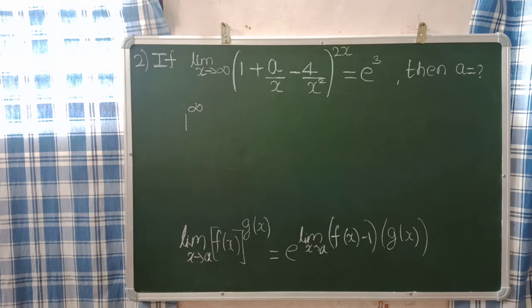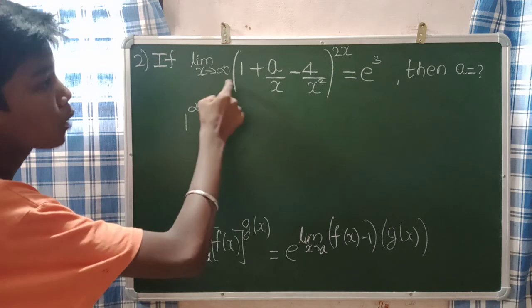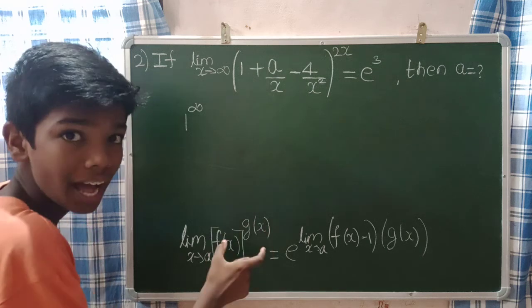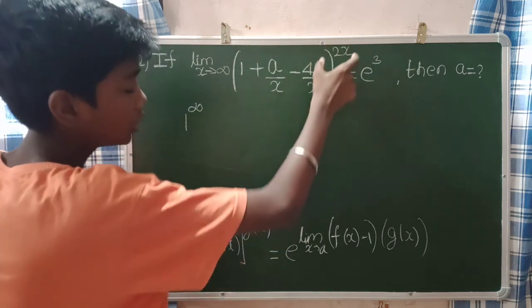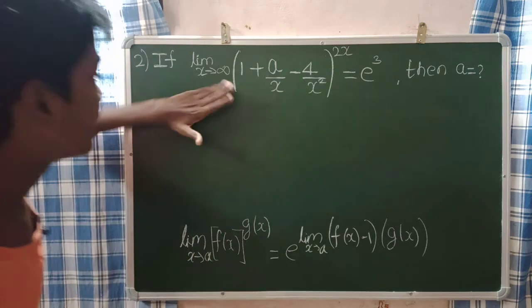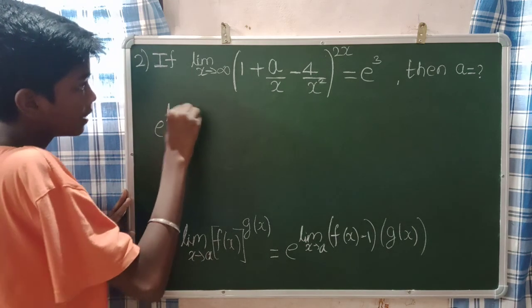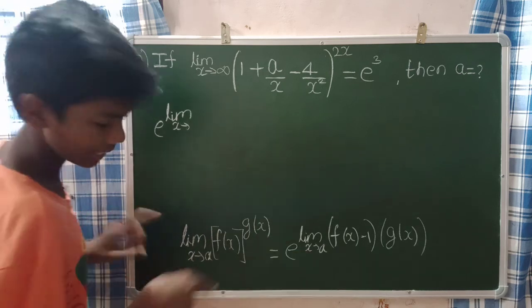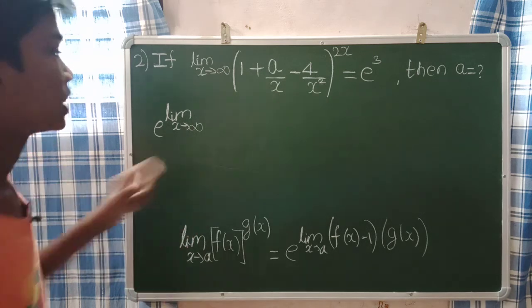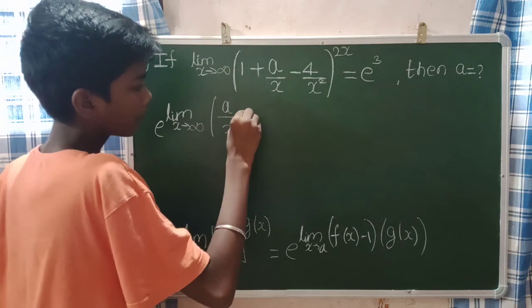Okay. So what I am going to do is, here your f of x is the base. In this limit, your 1 plus a by x minus 4 by x square is f of x. And in this limit, your g of x is the power. So power is 2x. So g of x is equal to 2x and f of x is equal to this base. So I can write the same limit as e power limit of x tends to infinity, because x tends to a, same limit, x tends to infinity of f of x minus 1, base minus 1. When you subtract like that, you will be getting a by x minus 4 by x square.